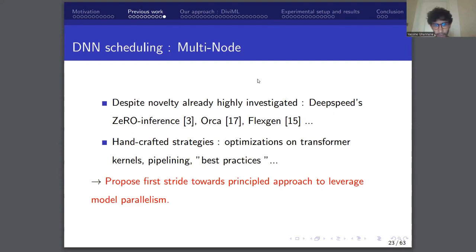Despite the novelty of this new interest in large models, we can see different works in this direction. These all rely mainly on handcrafted strategies, whether optimizing some specific transformer kernels, or using mainly pipelining or some set of best practices. We're trying to propose a first overview of what a principled approach to leveraging model parallelism for these large models would look like.